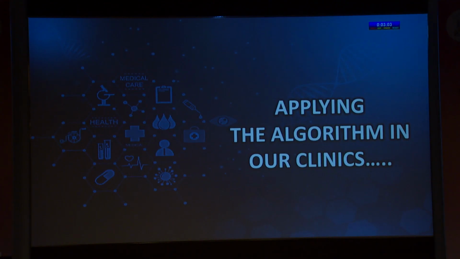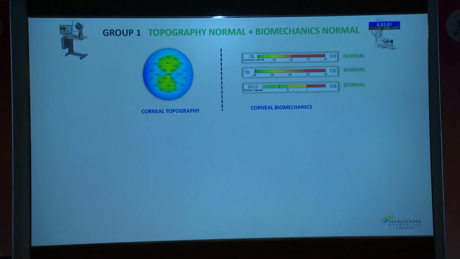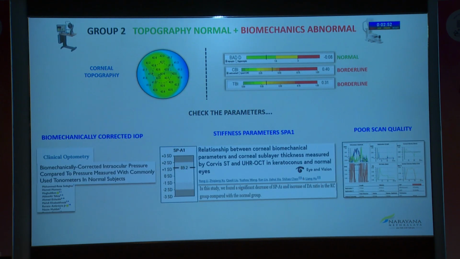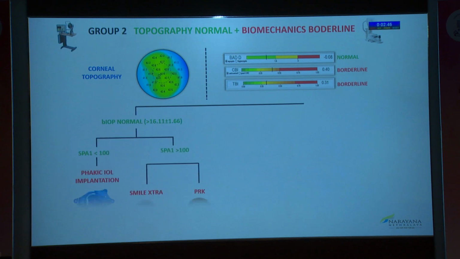Now applying the algorithm in our clinics, the first group was planned for LASIK, SMILE or PRK depending upon the examination, diagnostic reports, patients and the surgeon's preference. The second one, we further checked the parameters like biomechanical corrected IOP, stiffness parameter and the scan quality. The ones with a normal bIOP along with stiffness parameter less than 100 were planned for phakic IOL. The ones with normal bIOP and stiffness parameter more than 100 were planned for SMILE extra or PRK.